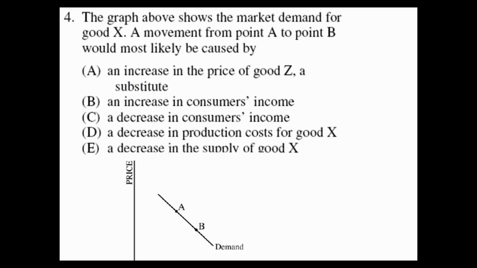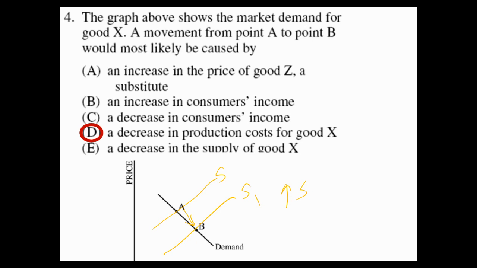The next one says here the graph above, which is actually below, my bad. The graph below shows the market demand for good X. A movement from point A to B would most likely be caused by, and the answer is D, a decrease in the production costs for good X. Well, how do we know that? Well, if we were at this price here, a decrease in the production costs would mean an increase in supply, and take us to here. Boom, right there. So this would be supply and supply prime.